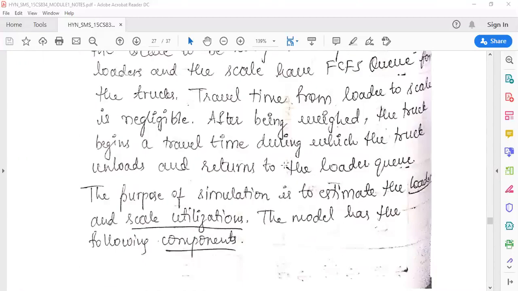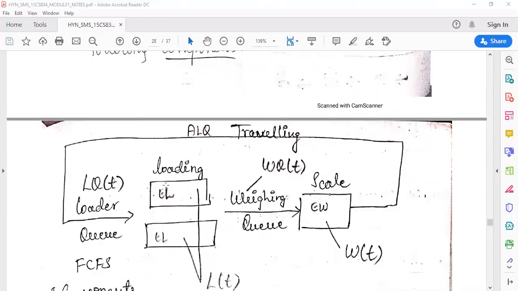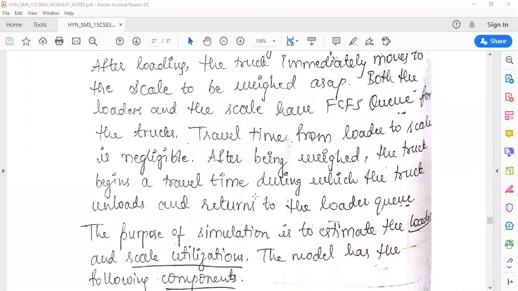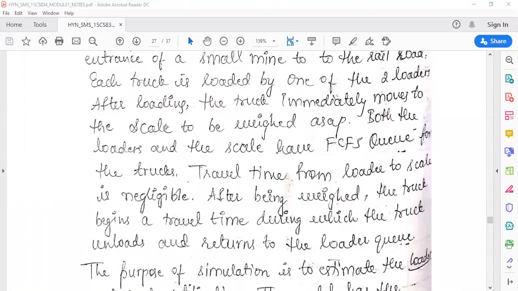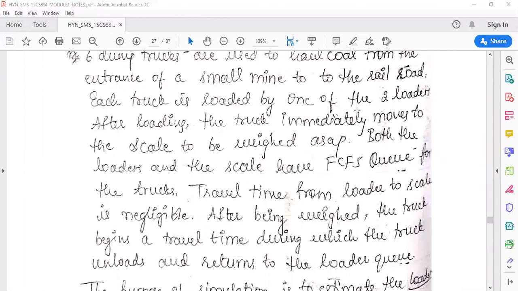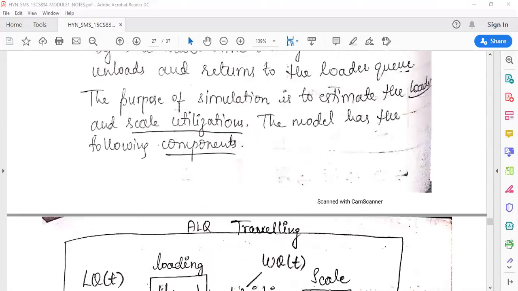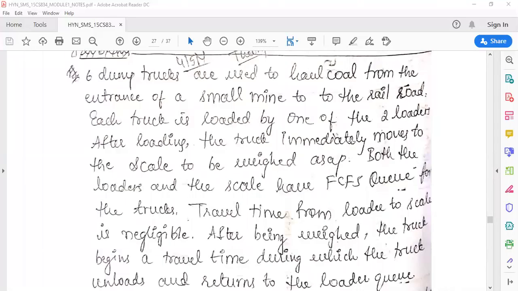Each truck is loaded by one of the 2 loaders, right? So we have 2 loaders in our dump truck problem, and there is only one scale, right? So each of these 2 loaders are used to load the coal, right? So once you have loaded the coal, what happens? The truck after getting loaded by one of the 2 loaders, it immediately moves to the scale to be weighed as soon as possible, right? And from the loader, the truck will go to the scale.